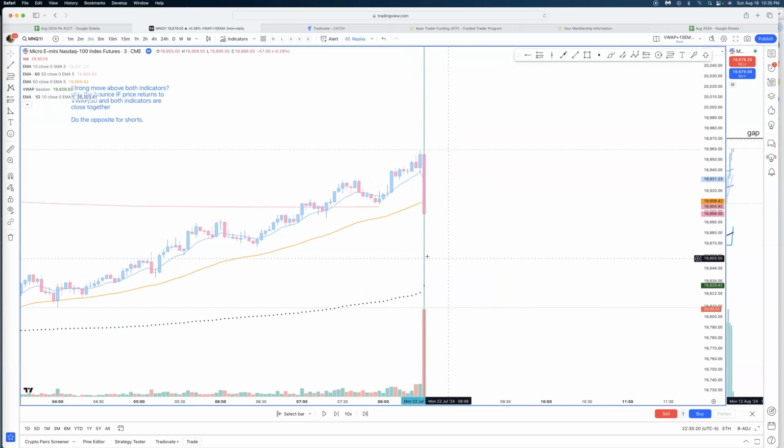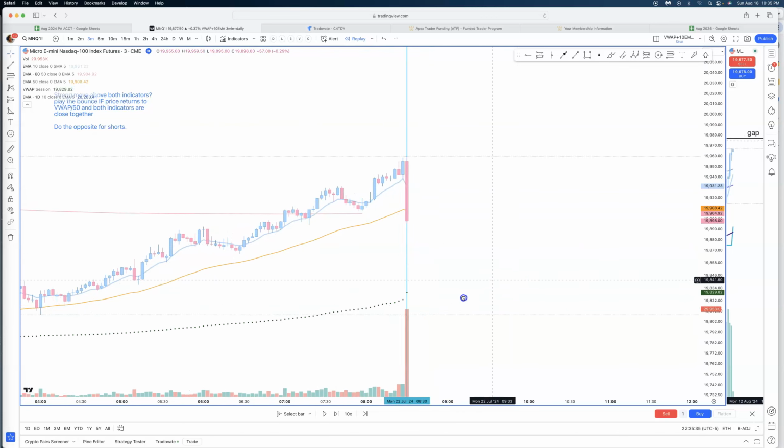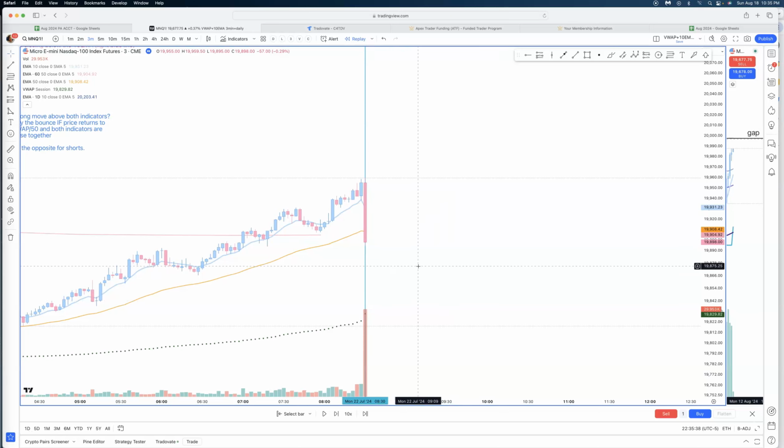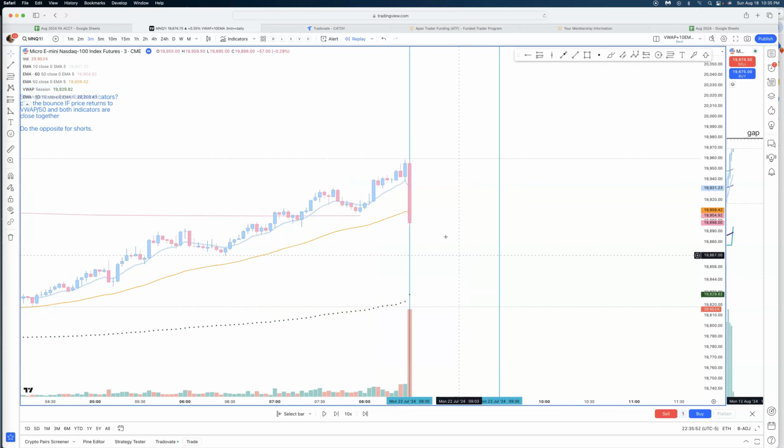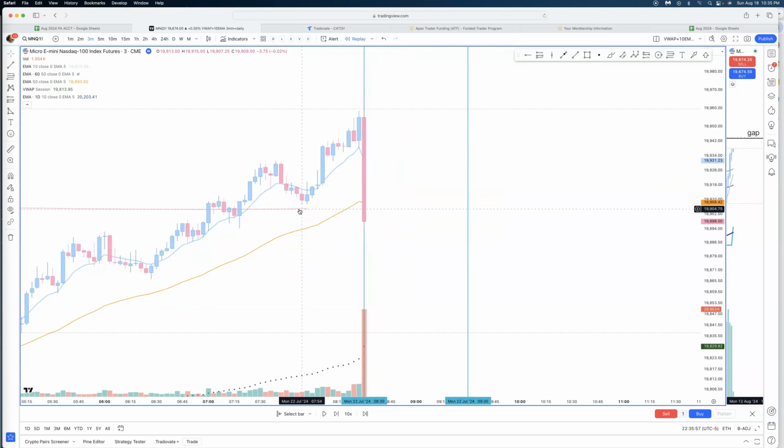So far, I can tell that the VWAP and the 50 EMA strategy for this particular day may not work out because the 50, which is this orange line here, and the VWAP are already far apart. They've already made that strong move up. So maybe later on in the day something could happen, but it doesn't seem like I will be playing that strategy.